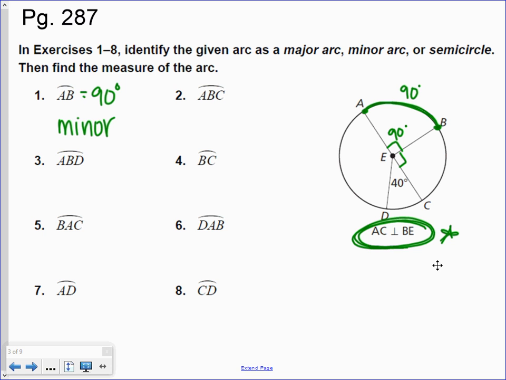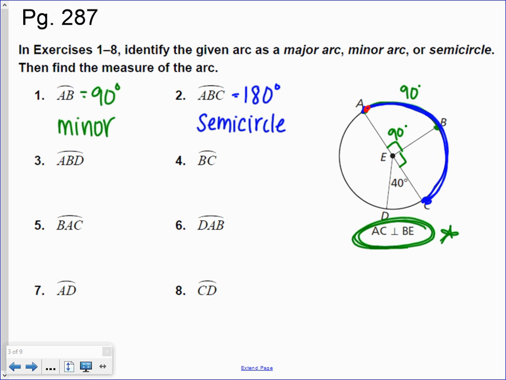Okay. Number 2 says arc ABC. Remember, you have to go in that order. Start at A, go through B, connect all the way to C. That would be this arc right here. Okay. Hopefully this one was a little more obvious. AC is a diameter going straight through the center. So that ABC is going to be a semicircle, which is 180 degrees.